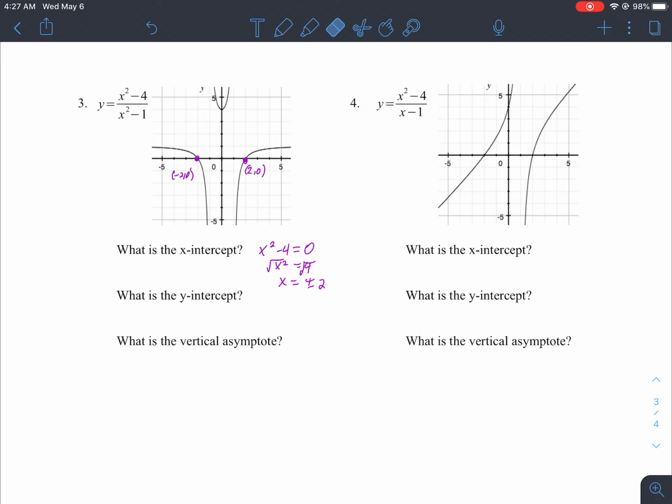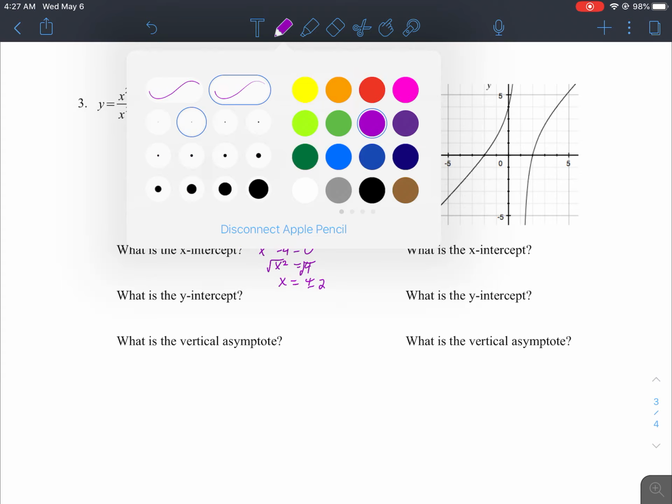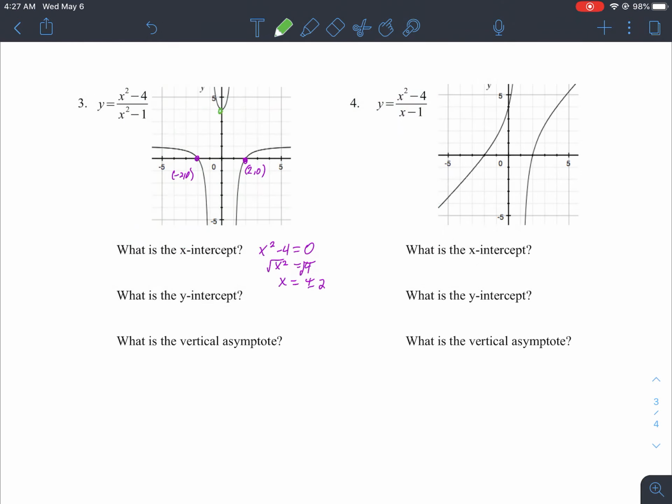Okay, the y-intercept, it says on the graph, is 4. So for the y-intercept, you plug in 0 for all of your x's. So y equals 0 squared minus 4 over 0 minus 1. So -4 over -1 is 4. That works. So we're doing okay.